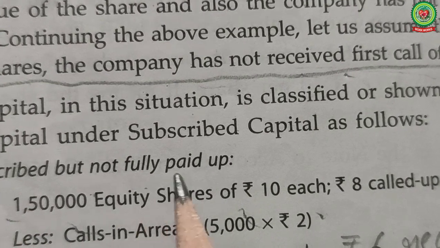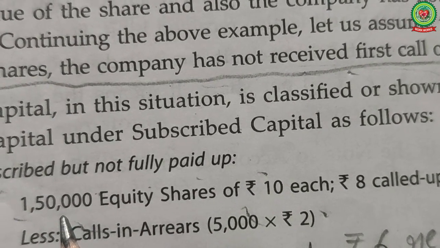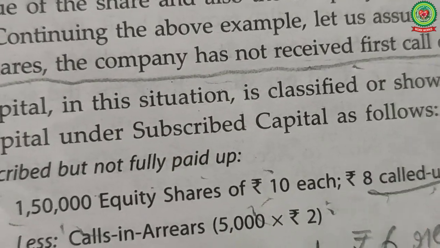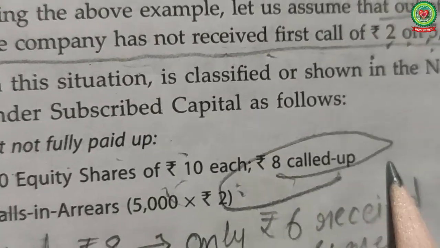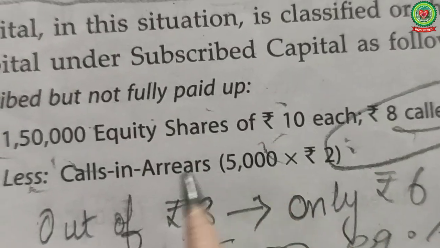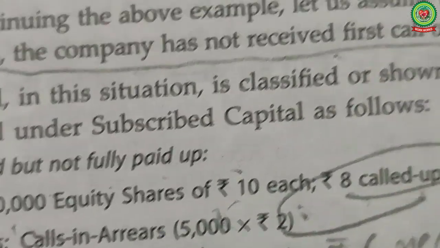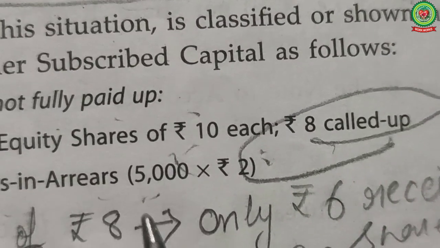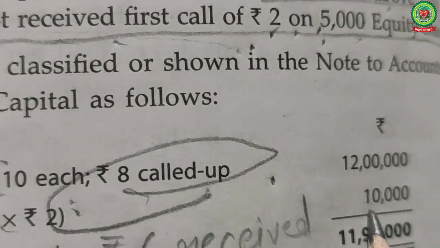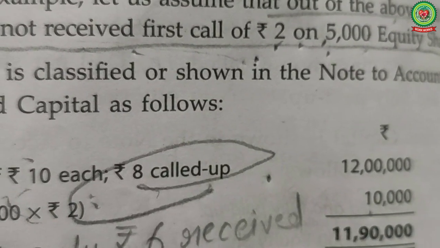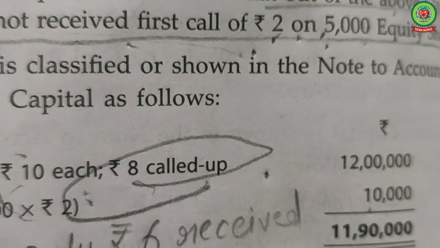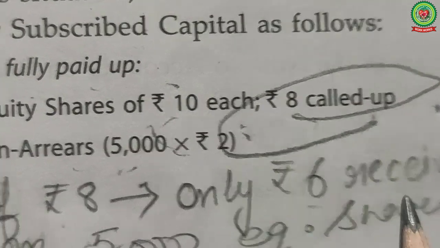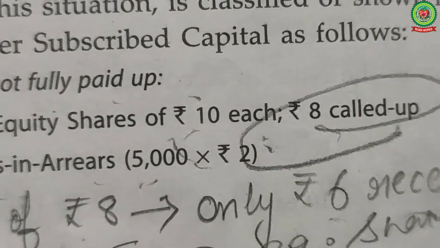See, subscribed but not fully paid. 1,50,000 equity shares total, multiply 10, called up 8. So called up is 8, then 1,50,000 multiply 8 is equal to 12 lakh. Next, less calls in arrear, pending amount on 5,000 equity shares rupees 2 not yet received. So 5,000 multiplied by 2 is 10,000. So 12 lakh minus 10,000 is equal to 11 lakh 90,000 is the total amount received. Out of 8, only 6 received on 5,000 equity shares.